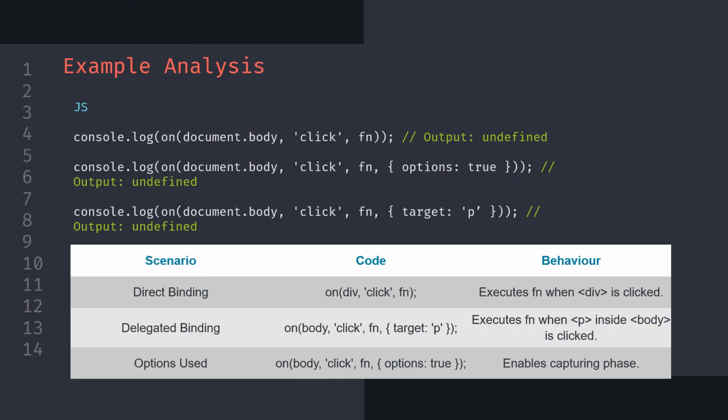Direct event binding works well for static elements, while delegated binding is better for dynamically created elements. Using options like options true can enable capturing phase event handling.